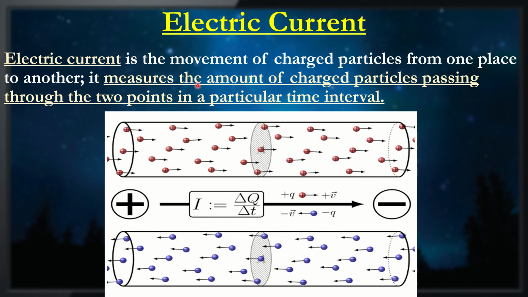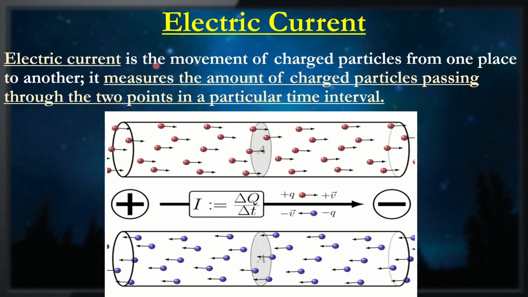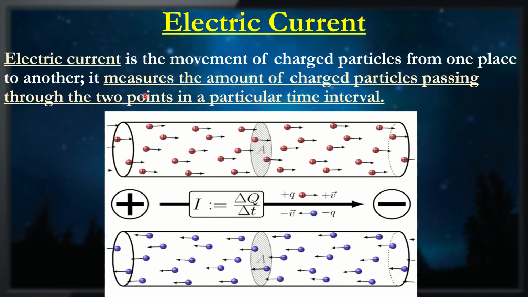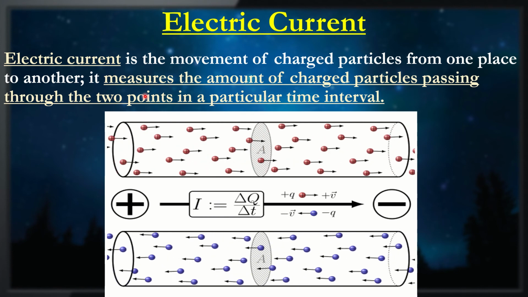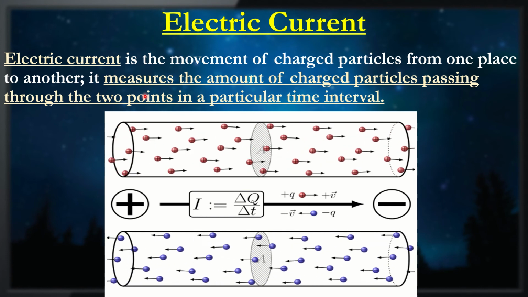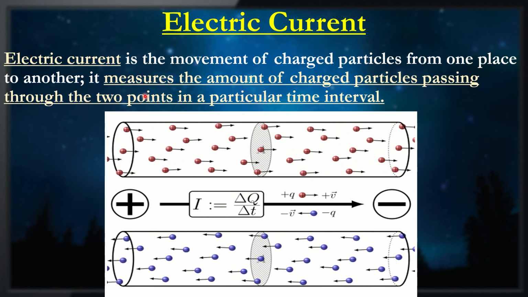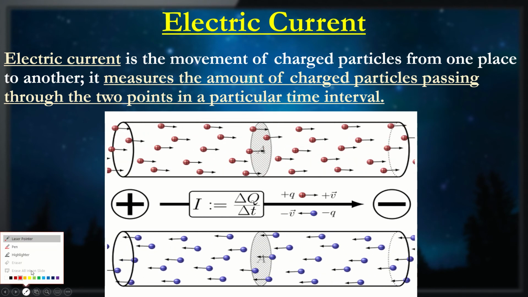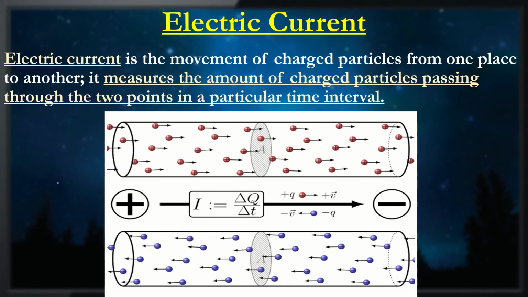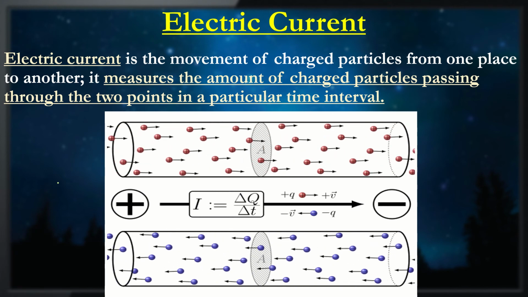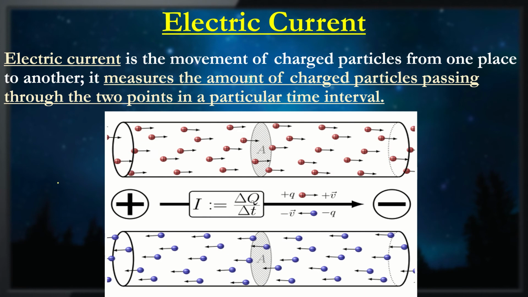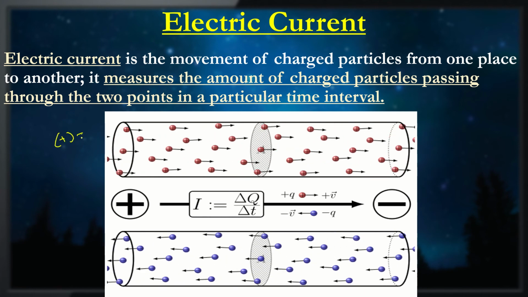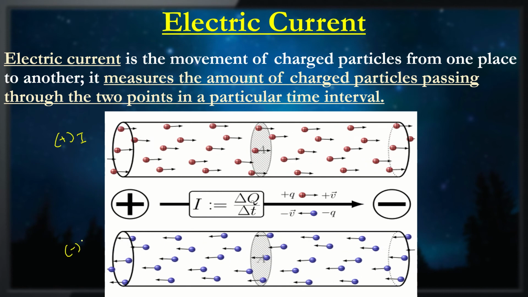So, in physics, what we define as an electric current is the movement of charged particles from one place to another. That could be charged particles passing through two particular points in a particular time interval. So what we have in this diagram here is our charged particles. You can see the positive and negative charges. At the top here, that's if we have a positive current, and here's if we have the negative current.